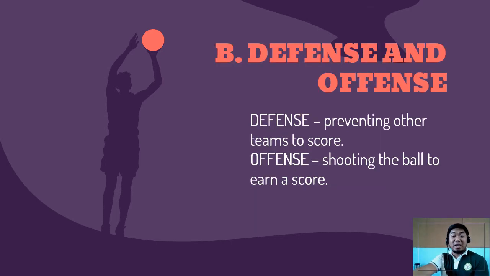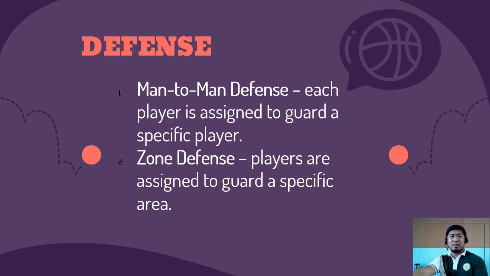Next is defense and offense. When we say defense, it means preventing the offensive team from scoring. And when we say offense, it means shooting the ball to earn a score. The player may choose to play either man-to-man defense or zone defense. In man-to-man defense, each player is assigned to guard a specific player. And in zone defense, players are assigned to guard a specific area.